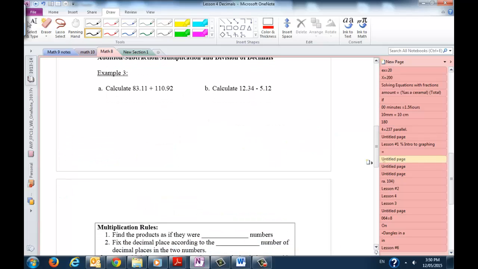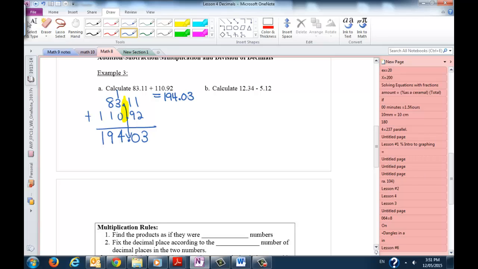Let's do some simple addition and subtraction. So it's really important when we're adding and subtracting to really line things up with our decimals. So I have 83.11, and I'm adding 110.92. And all I'm doing is I really want to make sure that I line these decimals up. Okay, so 1 plus 2 is 3, 1 plus 9 is 10, and I've dropped my decimal in right where it's supposed to be. 3 plus 1 is 4, 8 plus 1 is 9, and I have 0 plus 1 is 1. So I can say that my answer here is 194.03.